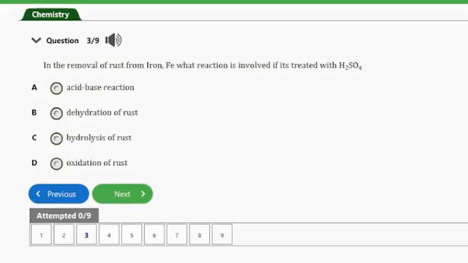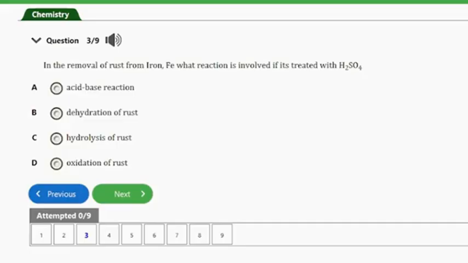Question number 3, it says, in the removal of rust from iron, what reaction is involved if it's treated with sulfuric acid? A, acid-base reaction. B, dehydration of rust. C, hydrolysis of rust. D, oxidation of rust.